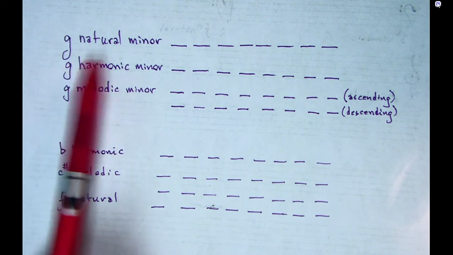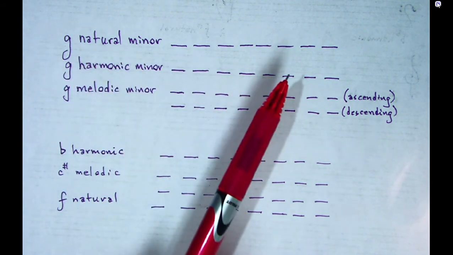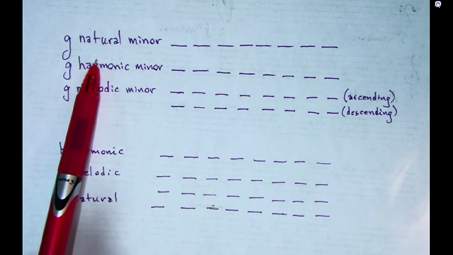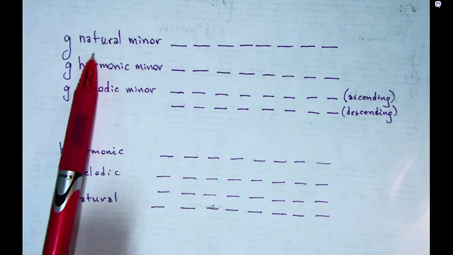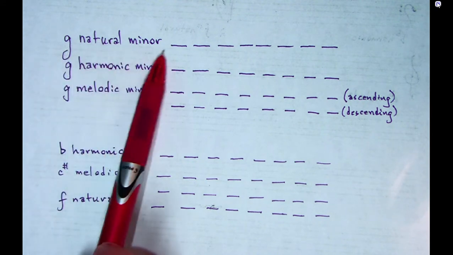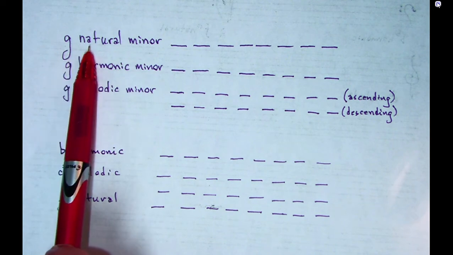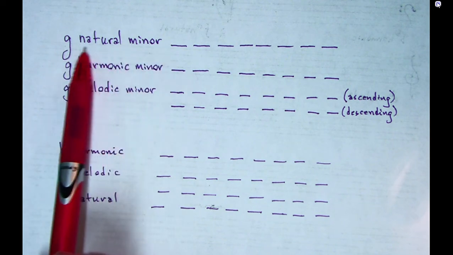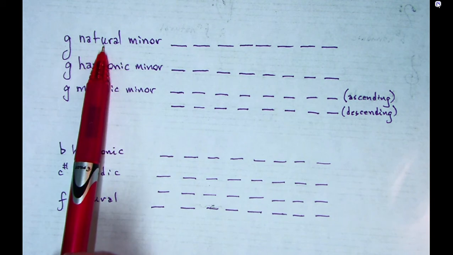Okay, now we're going to do this just writing the letter names of the scale degrees, and then I'm going to show you how to do this on a staff. It's the same concept, just notated on a staff instead of written out. So a natural minor scale is a minor scale that has no alterations, no changes out of the natural ingredients.